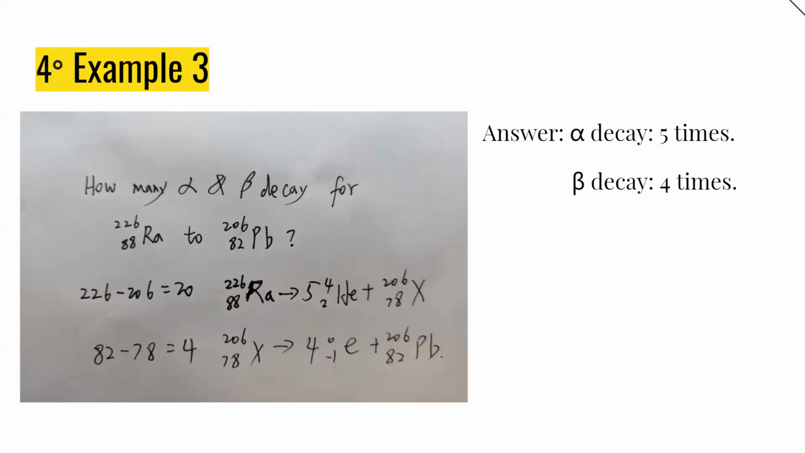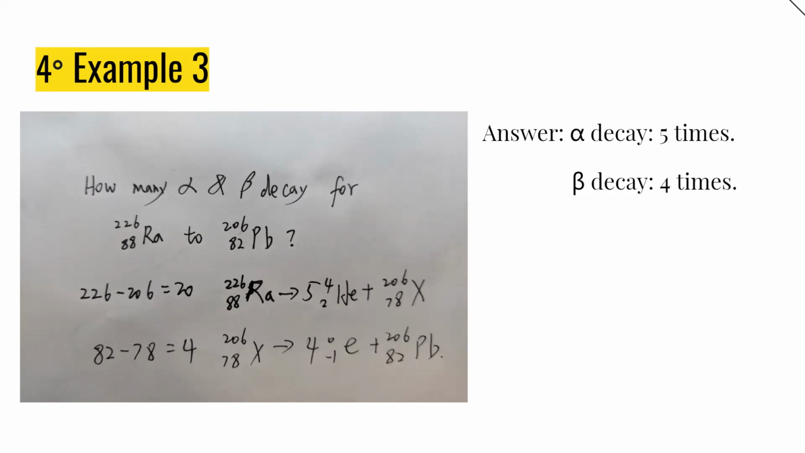So by using the alpha decay reaction, every time it will release four nucleons and two protons from the mass, and so 5 times 4 equals 20, so it will take 5 alpha decays. But the remaining particle X has 78 protons, and it will change to 82 protons.